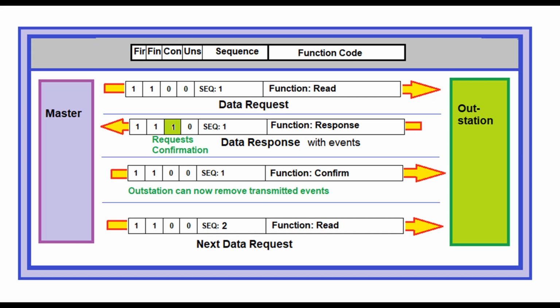As soon as the master receives and processes a message with the CON bit set, it sends an application message with the confirm application function code. On reception, the outstation can finally get rid of the sent events. Reception of any message other than a confirm message causes the outstation to make sure events are not discarded and to resend them in the next applicable message.